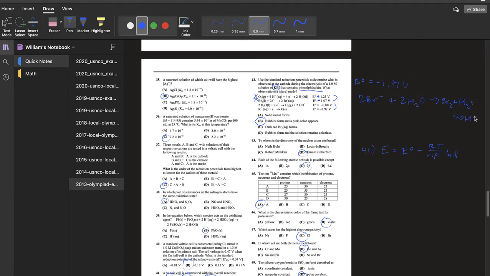OH minus. So there are things we can observe during this reaction, and let's take a look at the answer choices as to what those could be. Solid metal forms. Don't see any metal there. We'll skip B for now. Dark red Br2 forms.